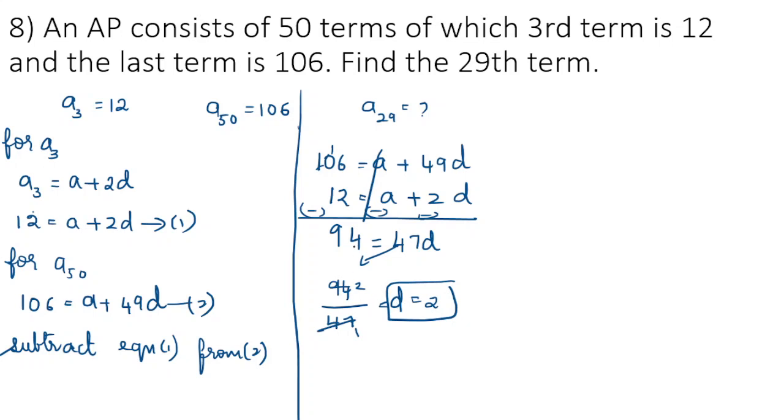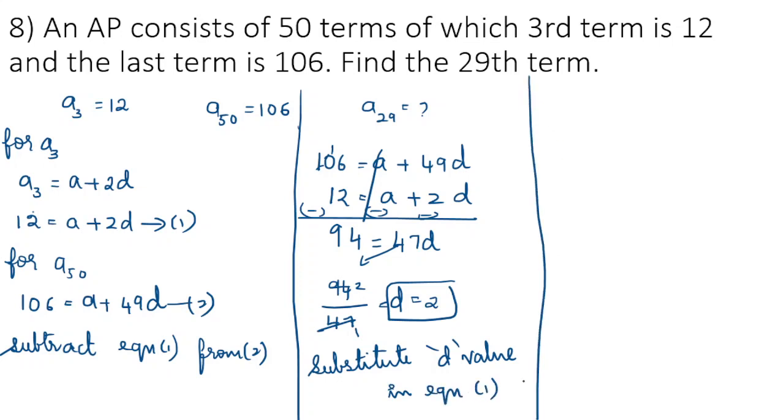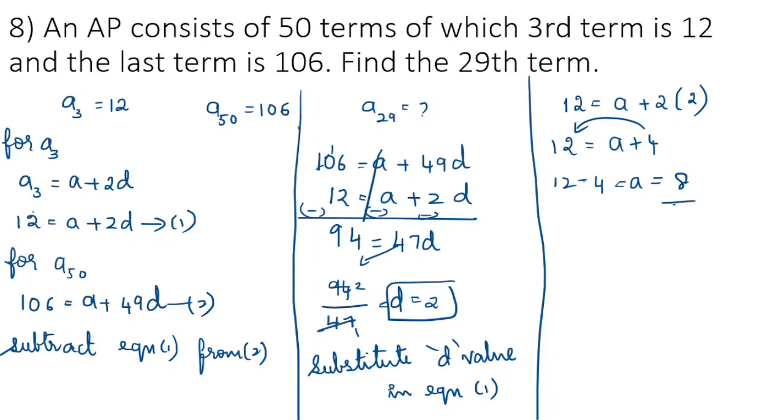Next, what we have to do? Substitute the D value in equation 1. So 12 is equal to A plus 2 into D. D value is 2, so 12 is equal to A plus 4, and this plus 4 goes that side, so it becomes minus. A value is how much? 8. Okay, now we need to find out the 29th term.